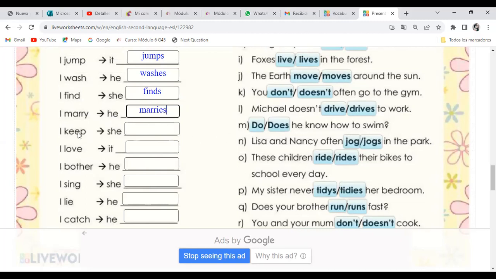Keep, recuerden que el verbo keep es guardar o mantener. Por ejemplo, keep a secret, mantener un secreto. Keep a promise, mantener una promesa. Y si nosotros decimos que ella mantiene una promesa, pues nada más le agregaríamos la S, ¿estás de acuerdo? Y diríamos, she keeps a promise or she keeps secrets very well. Ella guarda secretos muy bien. She keeps secrets very well.